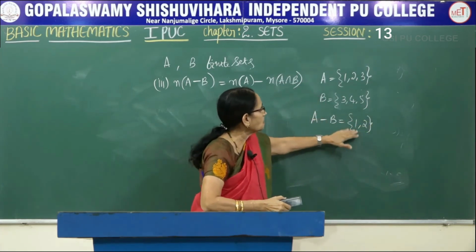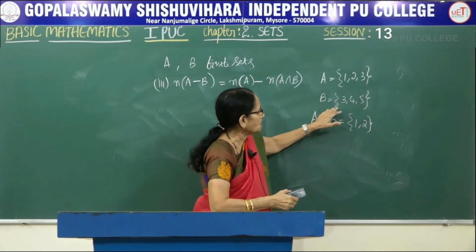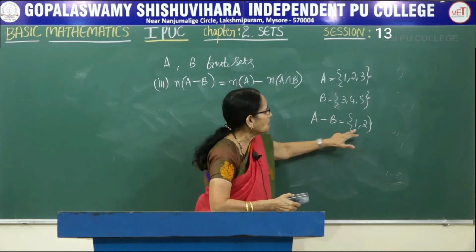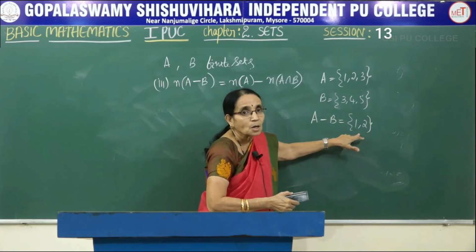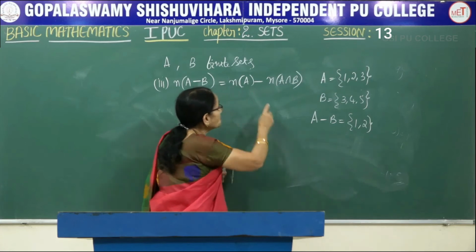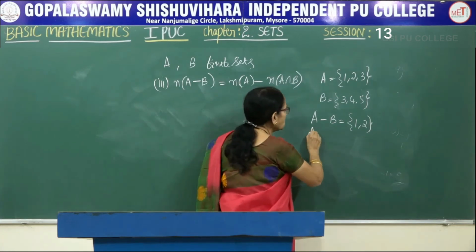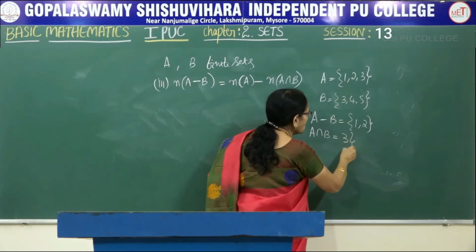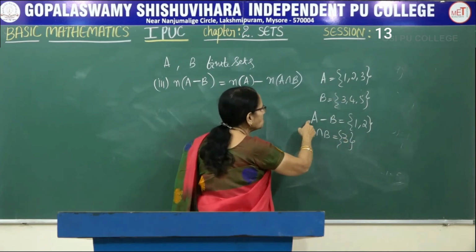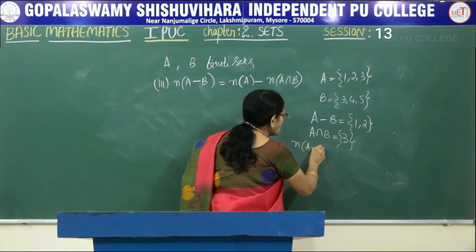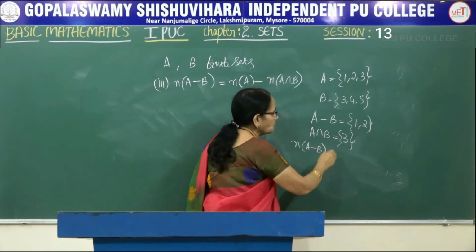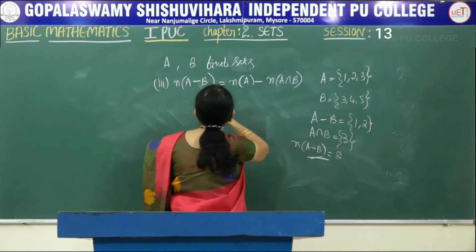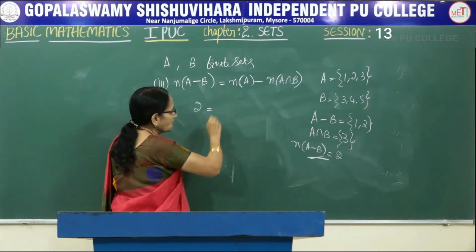So, these elements are present only in A but not in B. 3 is present in B also, so that cannot be taken into consideration. How many elements did I get here? Only 2 elements. That is the meaning. And what is A intersection B? A intersection B is a singleton, that is 3. Therefore, N of A minus B, the left hand side, is 2.